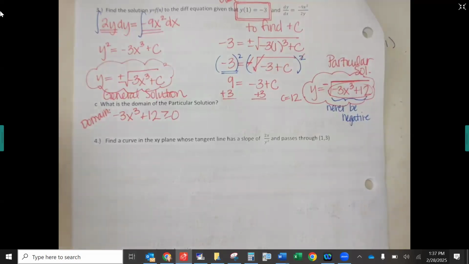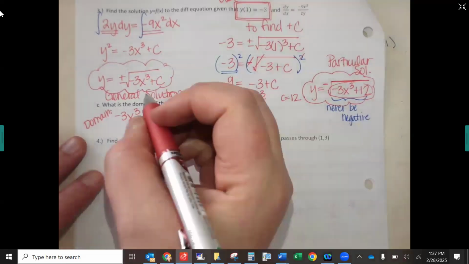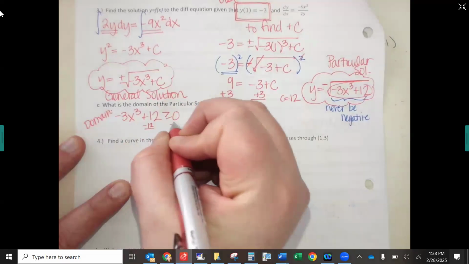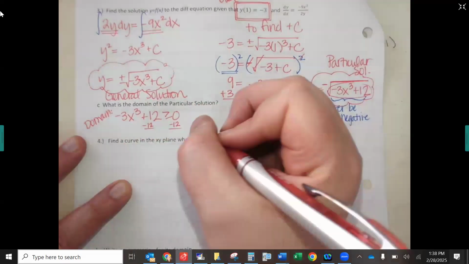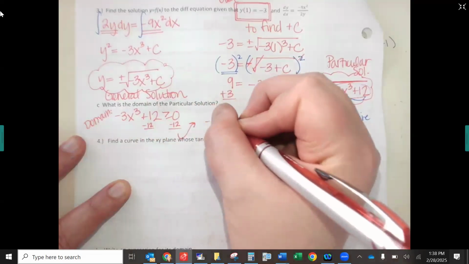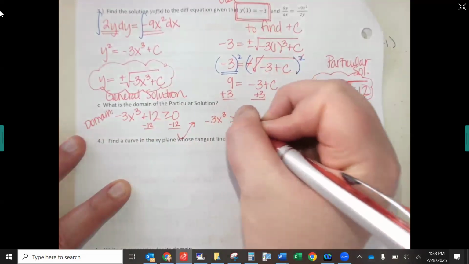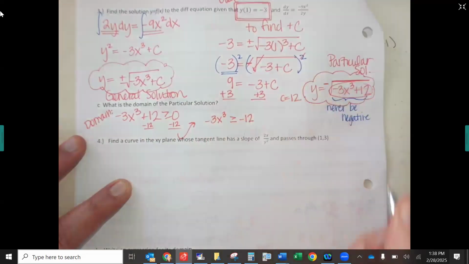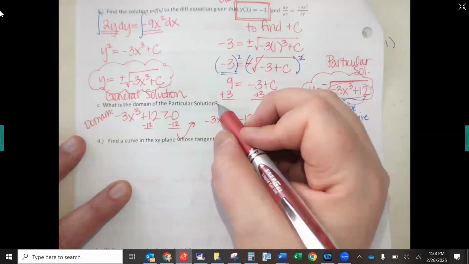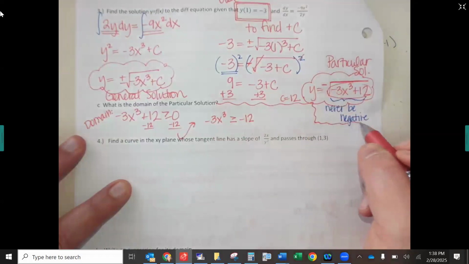What do you think you would do first? Go back to what, freshman year? What do you think you probably would have had to do first? Minus the 12 is correct. So minus 12, which means that now I have negative 3x cubed greater than or equal to minus 12. What would your next step be?